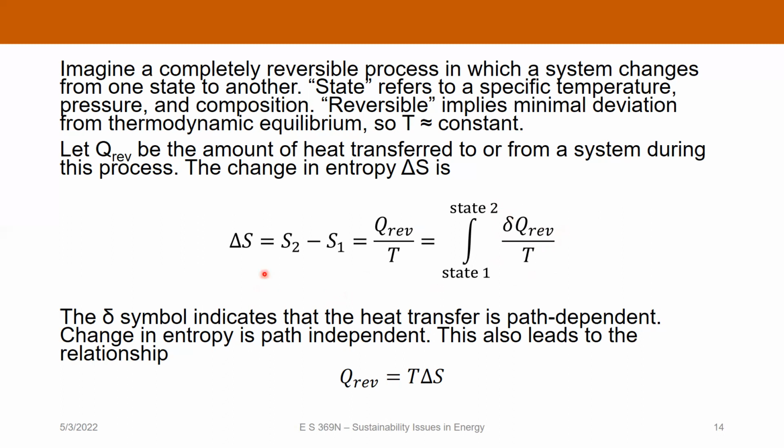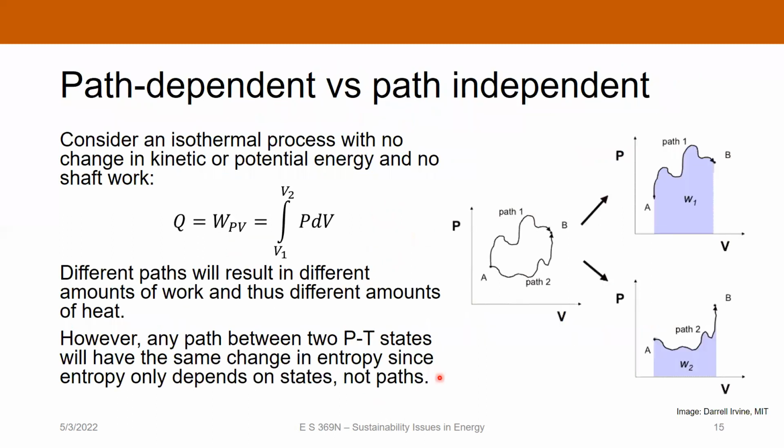I'll explain what this means in a minute, but the change in entropy is actually independent of the path. Because of that, we can always write, using this expression here, if we just move the T over here, that the reversible heat is equal to the temperature times the change in entropy, okay? And it doesn't matter what path you take. Now, what do I mean by path?